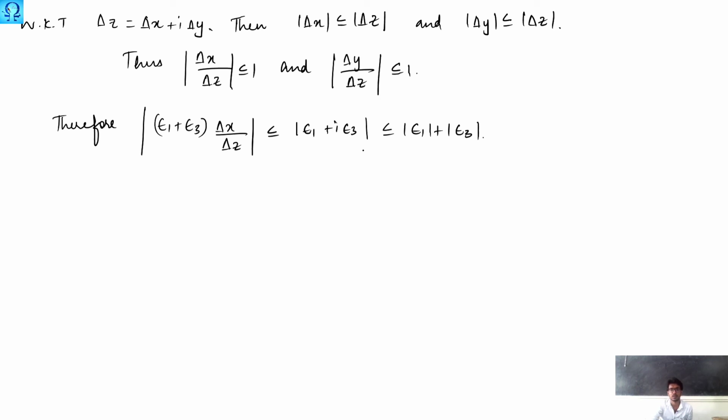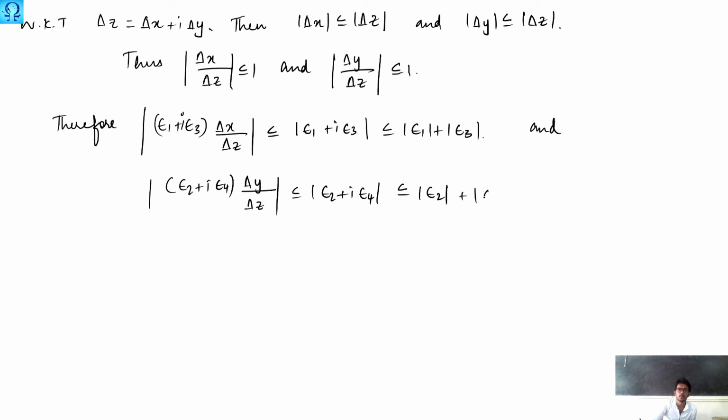Okay, this is the entire absolute value, and these are some separate values. Actually, this is going to happen, and actually here also we have the iota. So epsilon 2 plus iota times epsilon 4, delta y upon delta z. Here also we are going to have the same thing. So epsilon 2 plus iota times epsilon 4 is smaller than or equal to absolute of epsilon 2 plus absolute of epsilon 4. So these things we have. Okay, this means these quantities are very, very small.